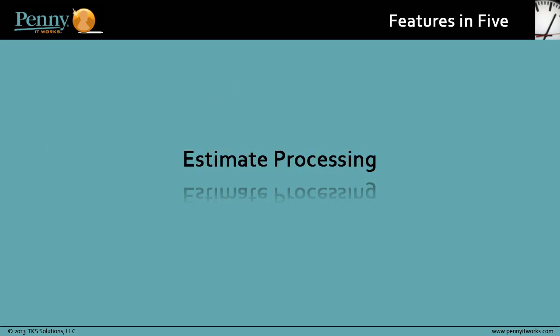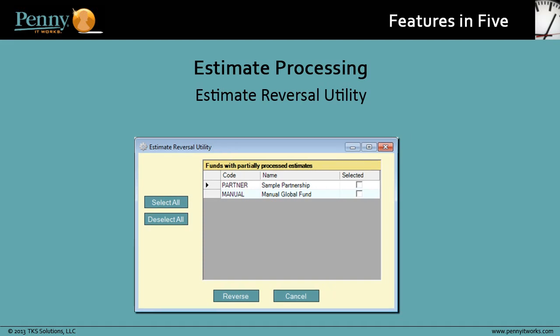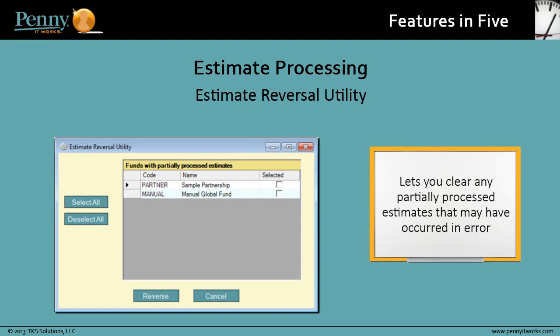Up next is an enhancement to the processing of estimates. This is a quick one, but important to know. A new tool, the Estimate Reversal utility, lets you clear any partially processed estimates for funds that may have occurred in error. This helps you manage your estimate processing more efficiently.